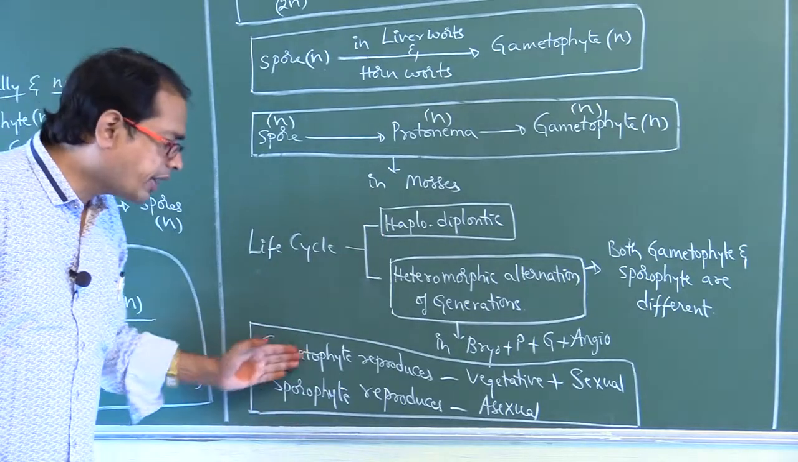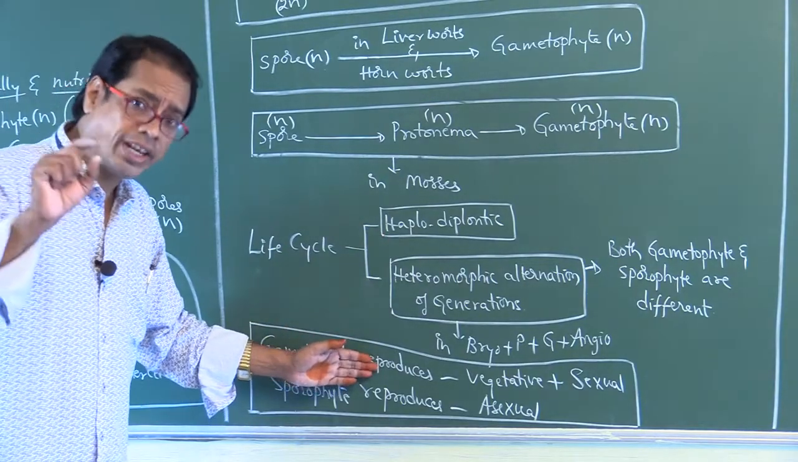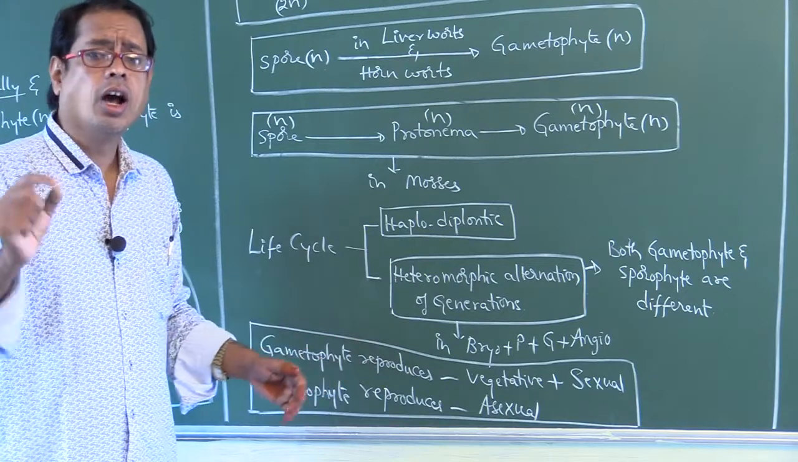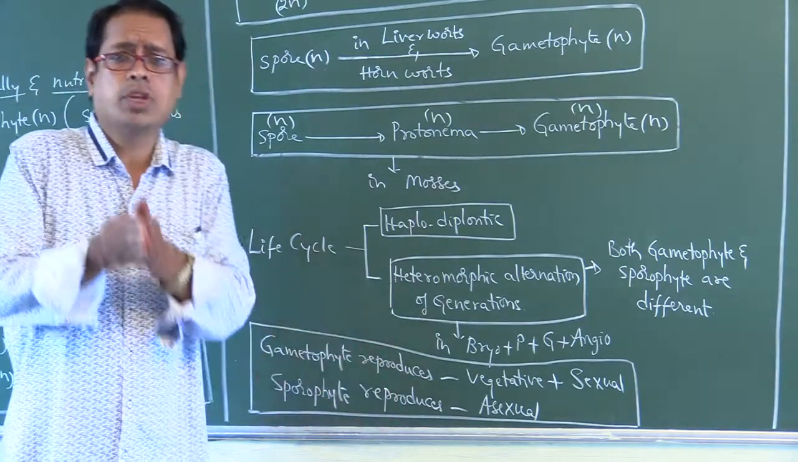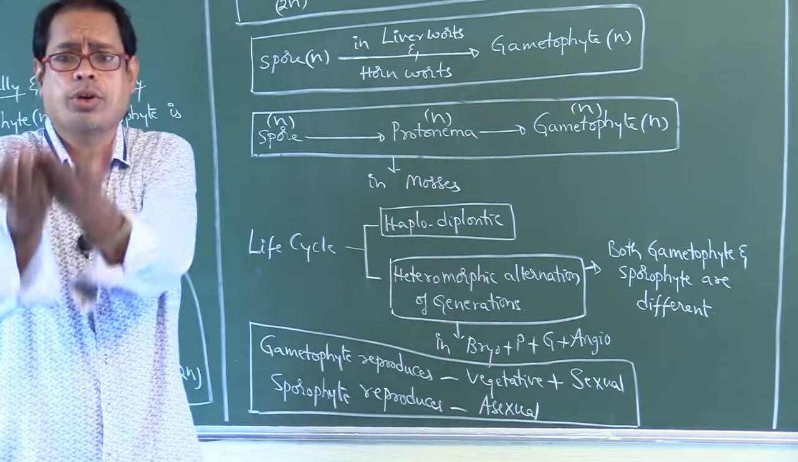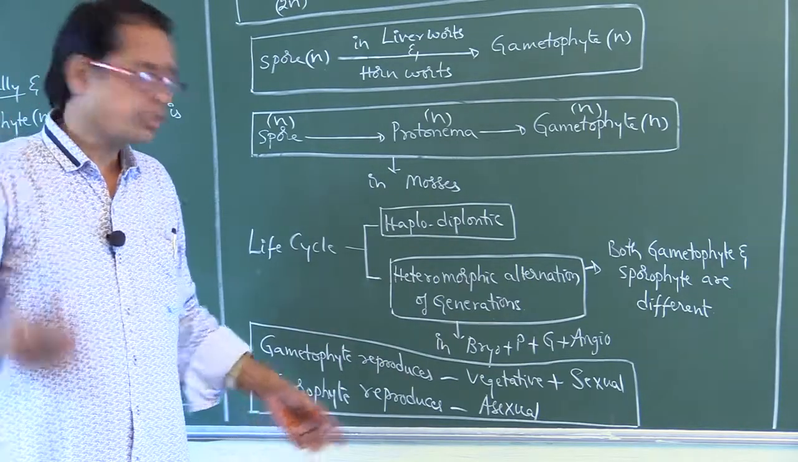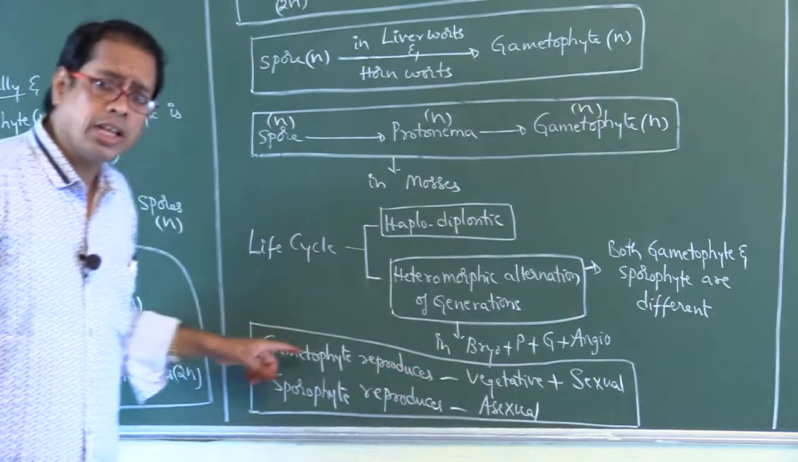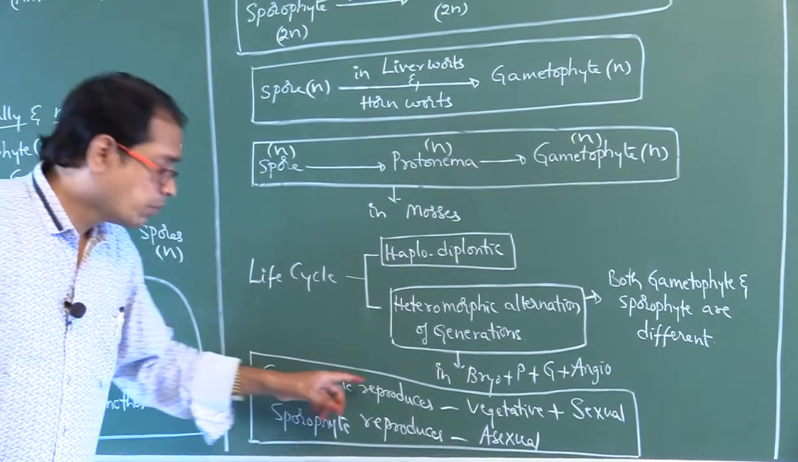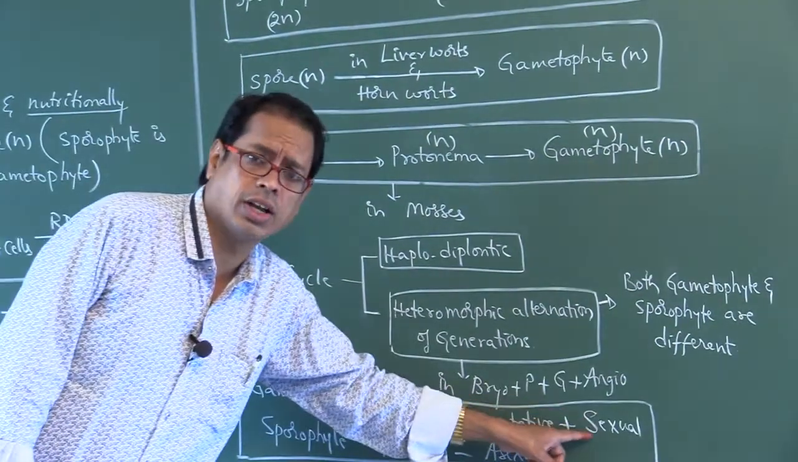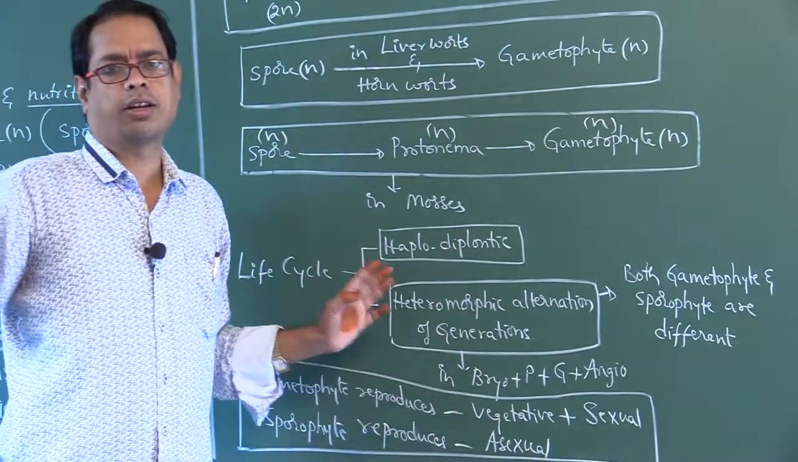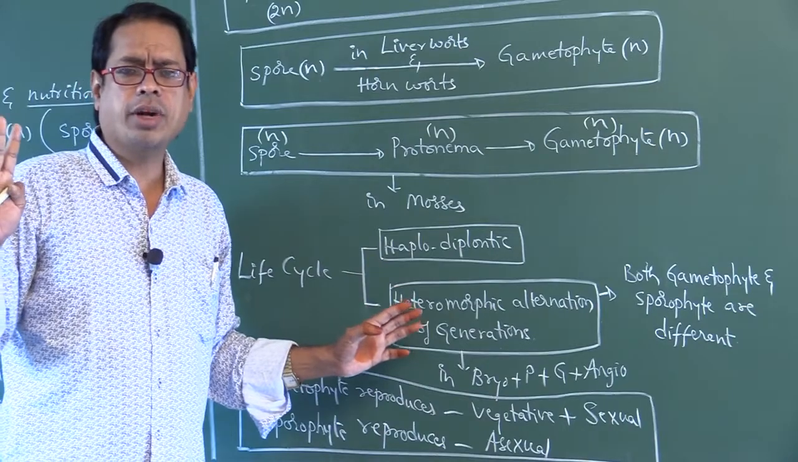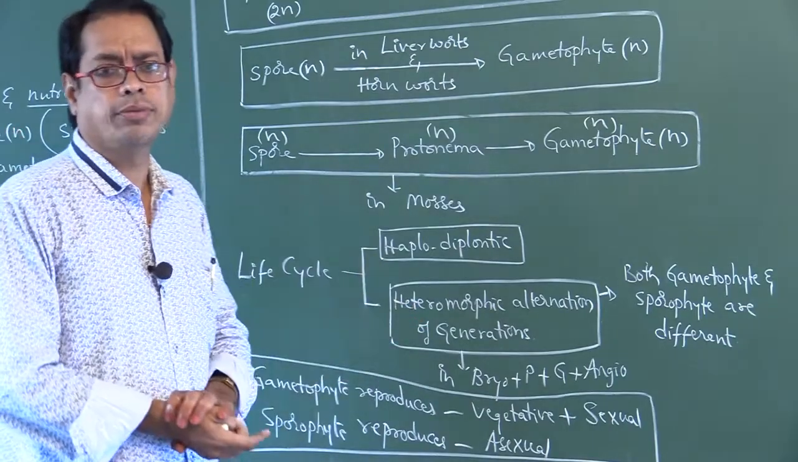Next, gametophyte reproduces by vegetative reproduction through fragmentation and also by sexual reproduction. And from the sporophyte, spores are produced. Formation of spores is considered to be asexual. So gametophyte reproduces both vegetatively and sexually, whereas sporophyte reproduces asexually. Did you understand, my dear students? I hope you understood.